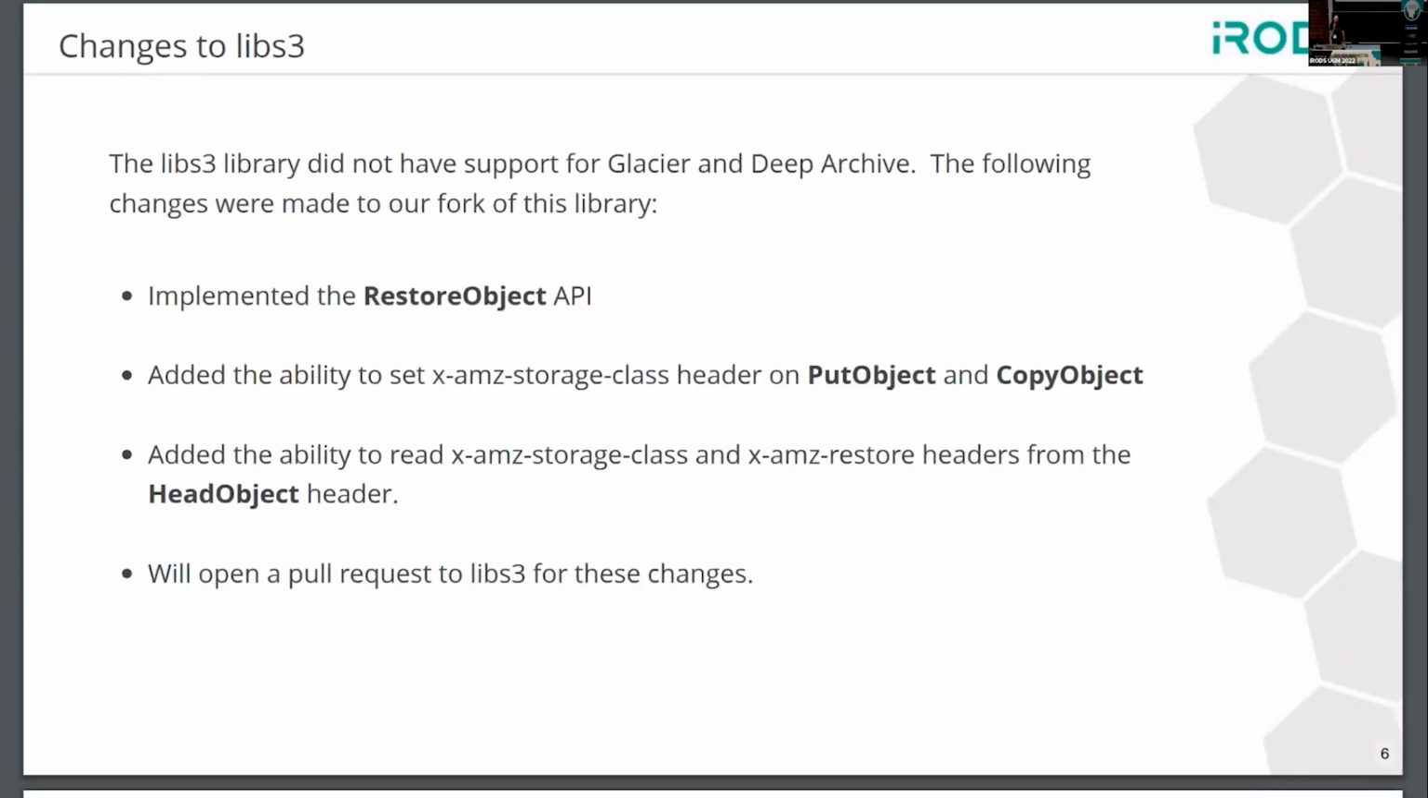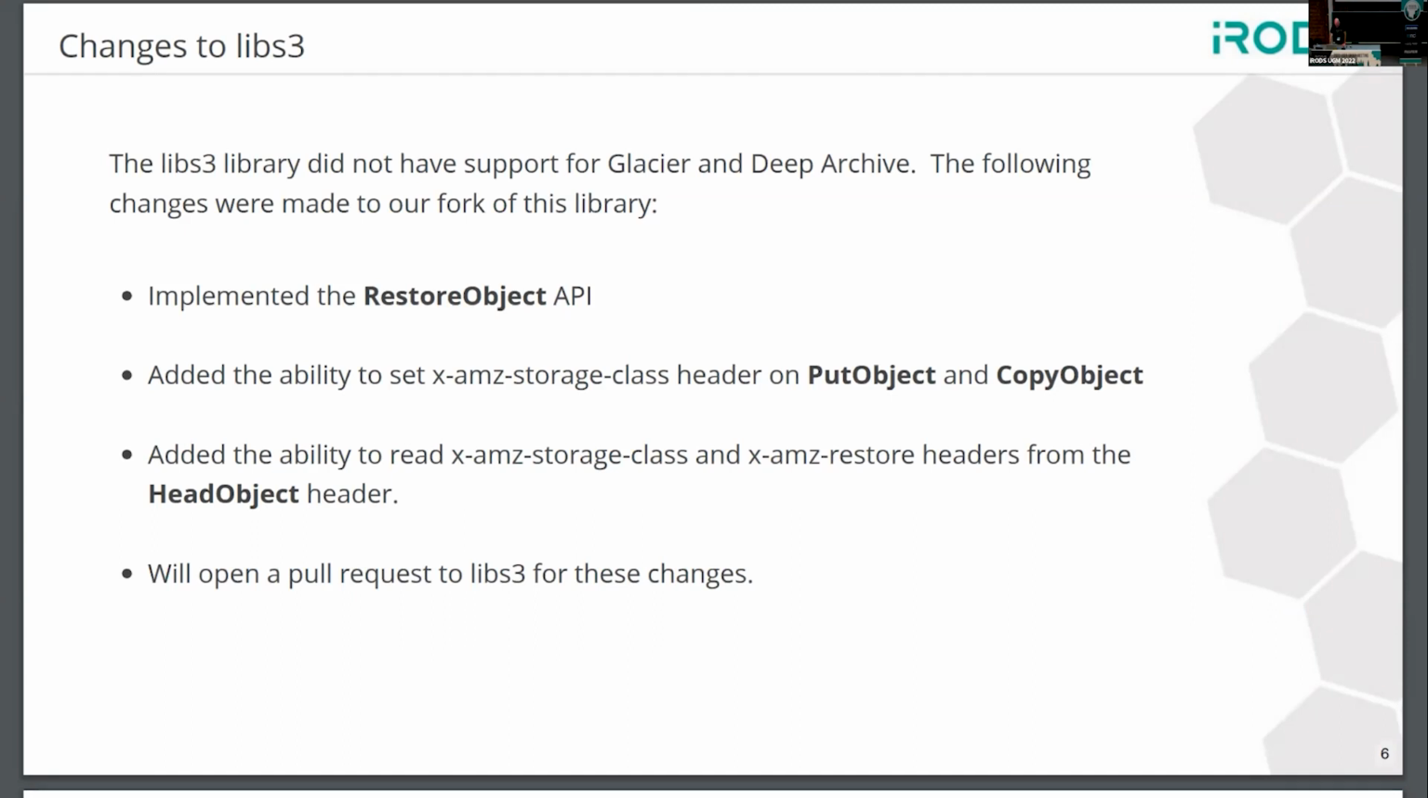Okay, so we also had to make changes. We use libs3 to do all of our S3 API calls. libs3 did not support Glacier, so we had to update libs3 to do so. We have our own fork of libs3 that we make changes to.